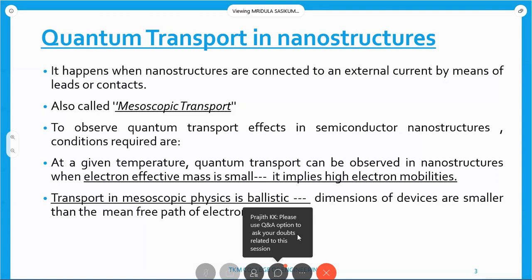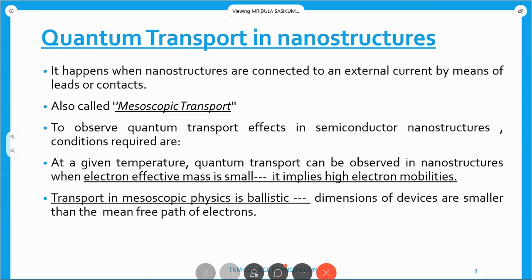So what happens when the effective mass m_e decreases? When the effective mass m_e decreases, the energy of electron levels in a quantum well increases. That means the smaller the m_e, the higher the temperature at which quantum transport can be observed. Clear? Now, the second condition is that transport in mesoscopic physics should be ballistic.